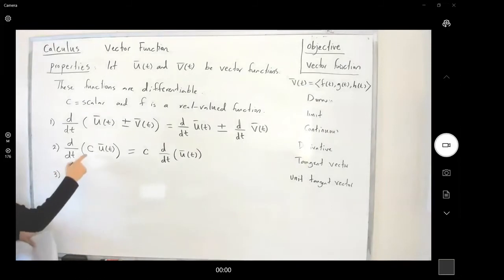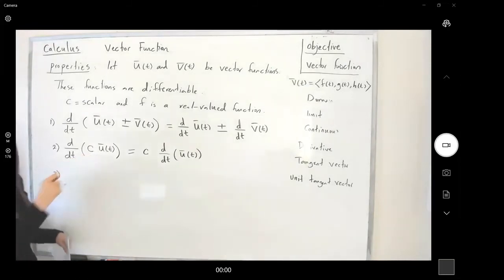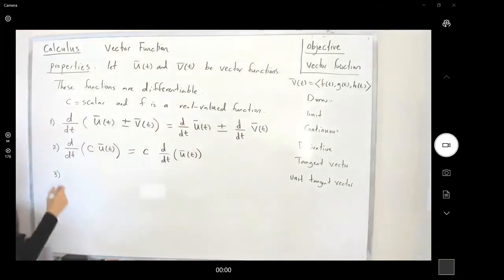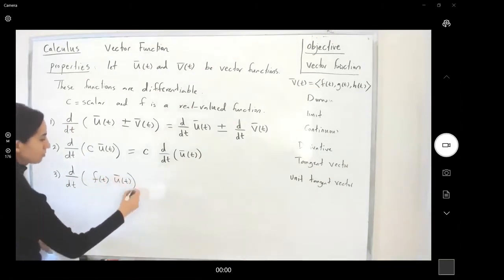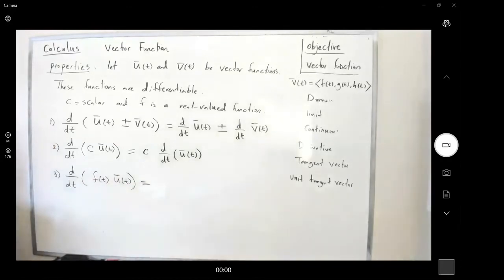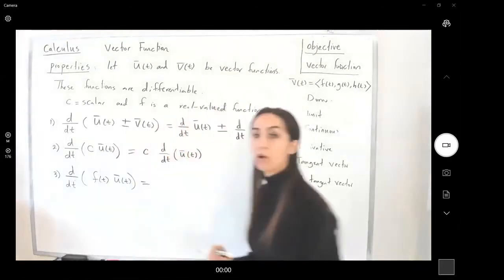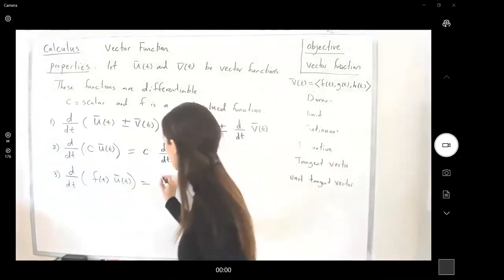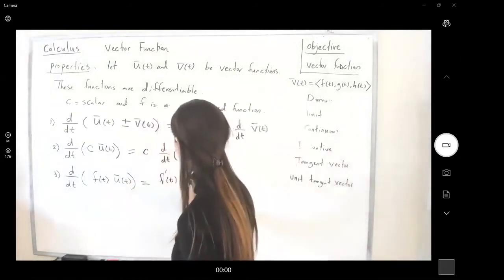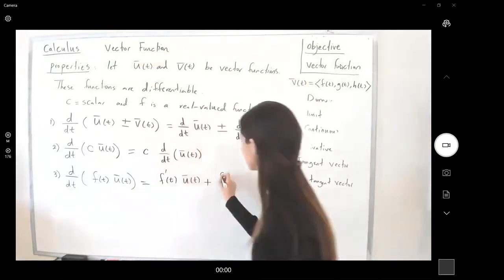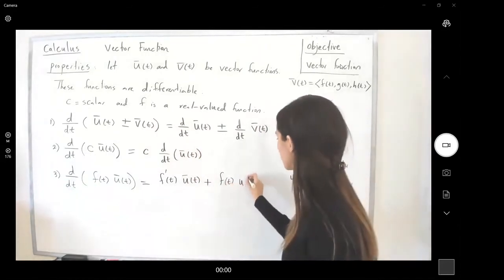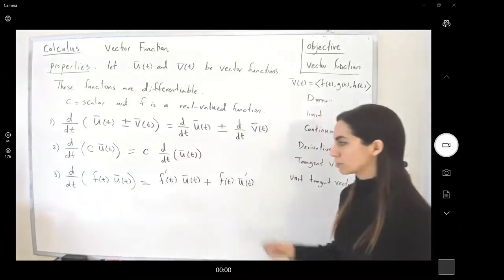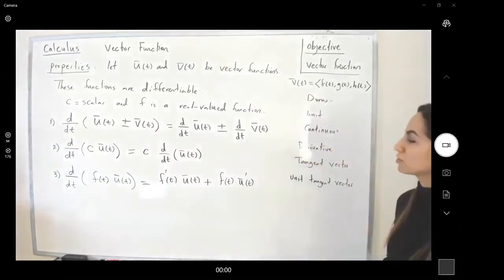In the case that this is replaced by a real valued function like f of t, and you want to find the derivative of f of t times u of t, you're applying the product rule. We have the derivative of f times u of t plus the function f times the derivative of your vector valued function. This is what we learned in elementary calculus using the product rule.